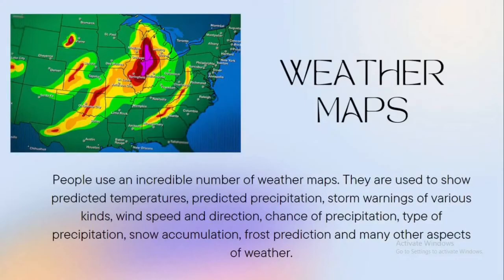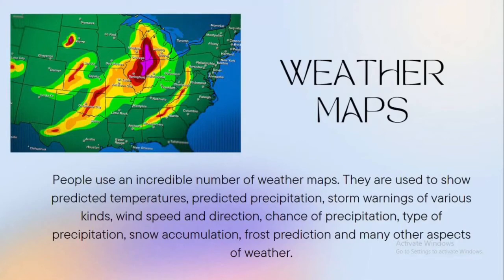Weather maps. People use an incredible number of weather maps. They are used to show predicted temperatures, predicted precipitation, storm warnings of various kinds, wind speed and direction, chances of precipitation, type of precipitation, snow accumulation, frost prediction, and many other aspects of weather. All of these weather maps are continuously updated to communicate the most current information. They are the world's most frequently consulted thematic maps.